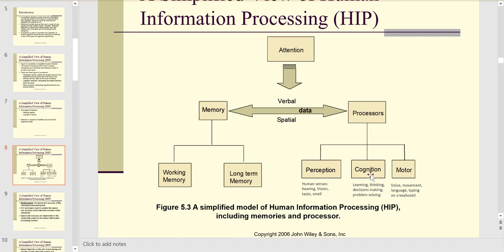So once processing has happened here, we move to the output part of the human. There'll be an output, what we call motor here. What is meant by motor is converting cognitive decisions, or cognitive processes made here, into actions. The actions could be, as said previously, voice, movement, speaking, typing on a keyboard, laughing. So this is what we call motor. So this is, in brief, what is meant by the human information processing system.